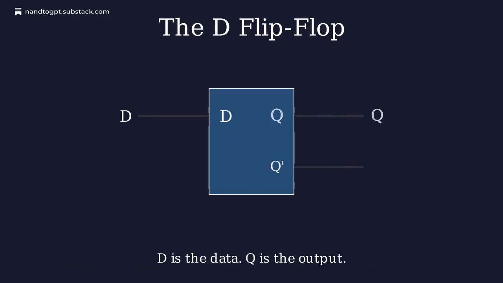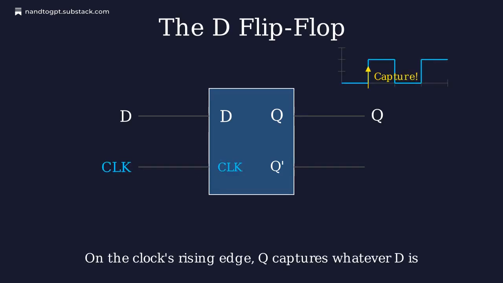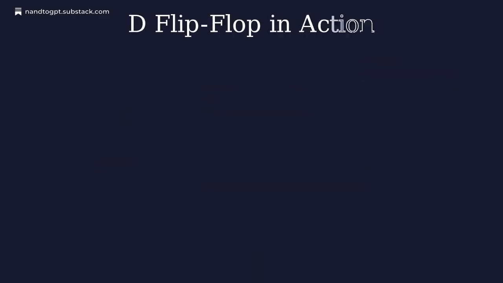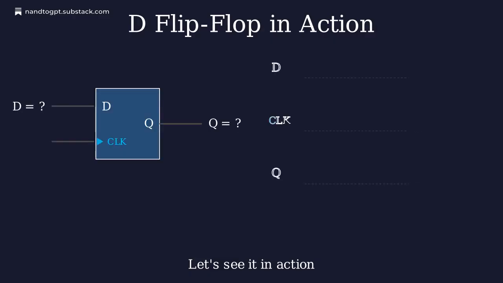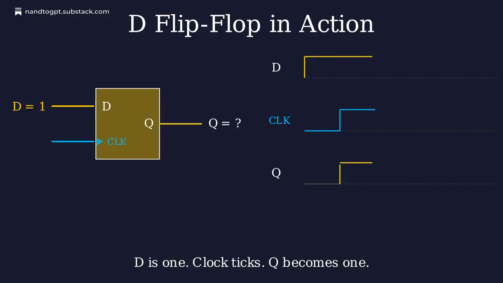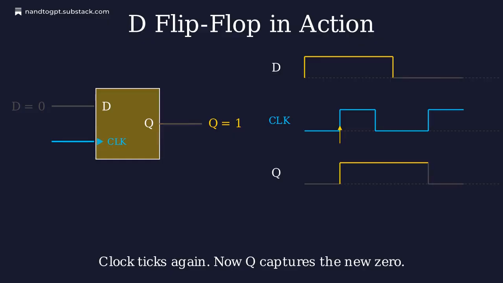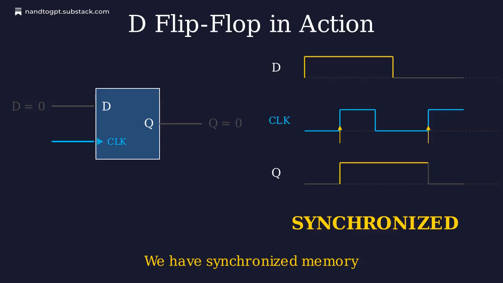In this setup, D is the data and Q is the output. On the clock's rising edge, Q captures whatever D is. At all other times, Q just holds its value. Let's see it in action. D is 1, clock ticks, Q becomes 1. Now D changes to 0. But Q stays 1, it's holding the old value. Clock ticks again, now Q captures the new 0. We have synchronized memory. Data is captured precisely when we want it.